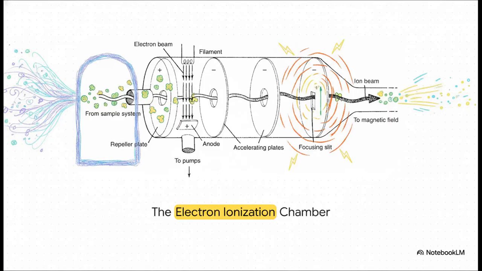Okay, taking a look at this diagram of an electron ionization chamber, you'll see the usual suspects: the electron beam, the repeller plate, the accelerating plates. But I want you to draw your attention over to the far left edge. See that little tube labeled From Sample System? That right there is the mysterious doorway we're exploring today. Before those high-energy electrons can even think about bombarding a sample to create ions, a steady stream of molecules has to seamlessly cross that threshold and enter the chamber.